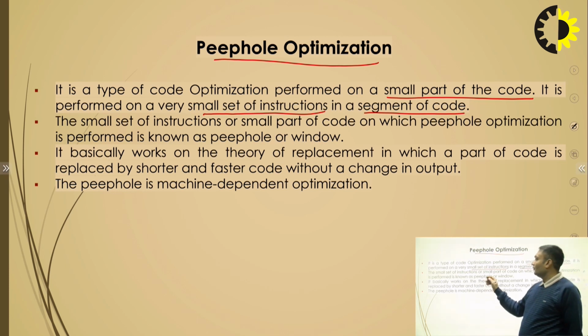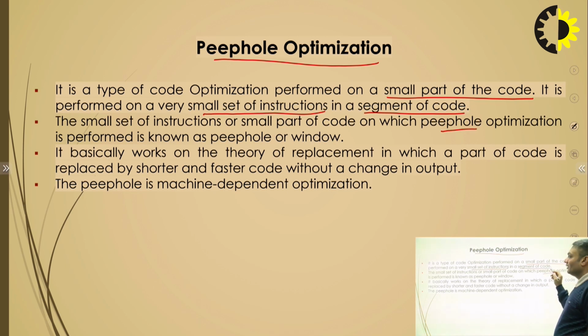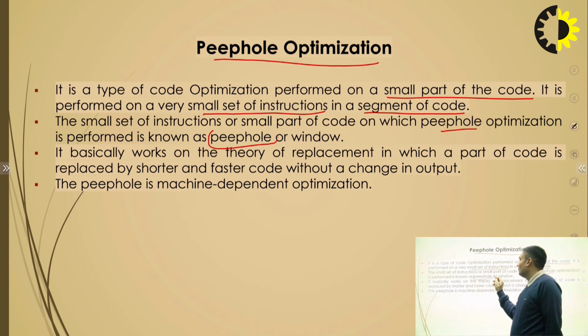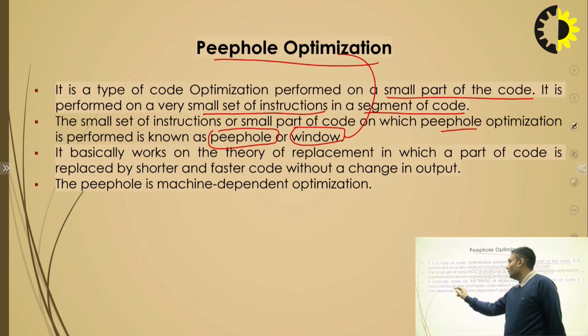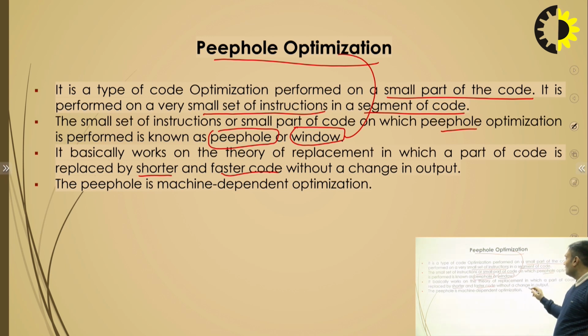As I told you, the small set of instructions or small part of code on which peephole optimization is performed is called a peephole or a window. Where we perform optimization, that piece of code, or that window, is called a peephole, and that's why its name is peephole optimization, because we are performing the optimization on a very small set of instructions. It basically works on the theory of replacement, in which a part of code is replaced with shorter and faster code without changing the meaning or the output of the program.